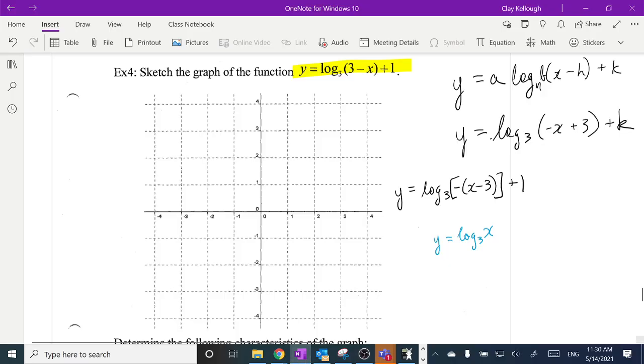Somebody just pointed out to me that when I said plus 1 is 1 down, that was wrong. It should be 1 up. So let me say that again. Graph this, and then what you're doing to it is you're reflecting it in the y-axis, shifting 3 to the right, and shifting 1 up. Thank you very much. Okay, now try it.